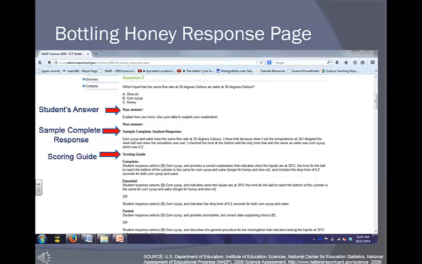Under each sample complete student response, students and teachers are given a scoring guide. This allows students and/or the teachers to then score the answer that they had given for each short answer explanation.